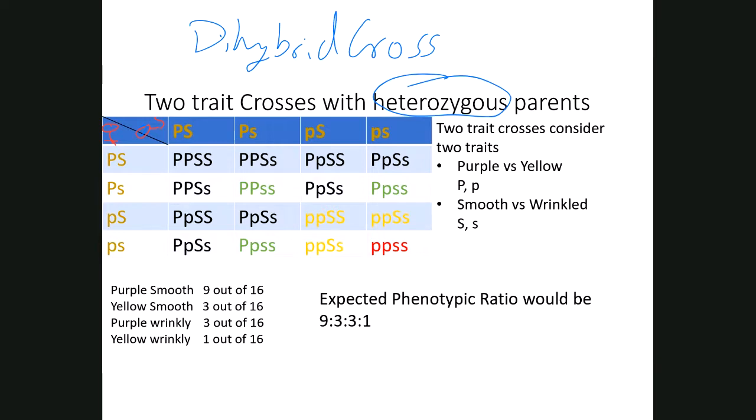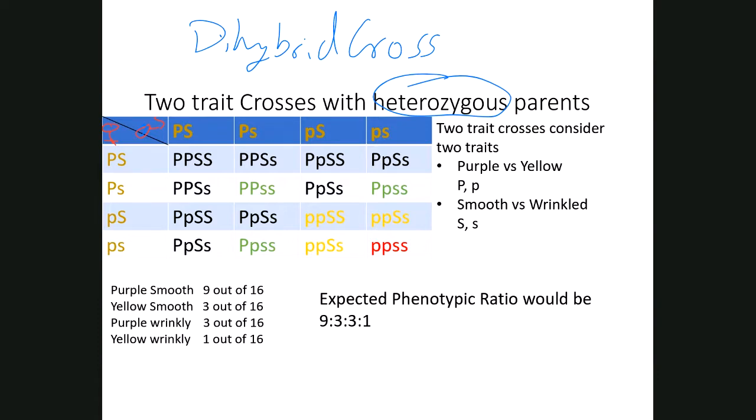So they're heterozygous for both conditions. That means they have both alleles for purple and yellow, both alleles for smooth and wrinkled. And all gametes have to have one or the other, right? They have to have one of the alleles for color and one of the alleles for the texture.